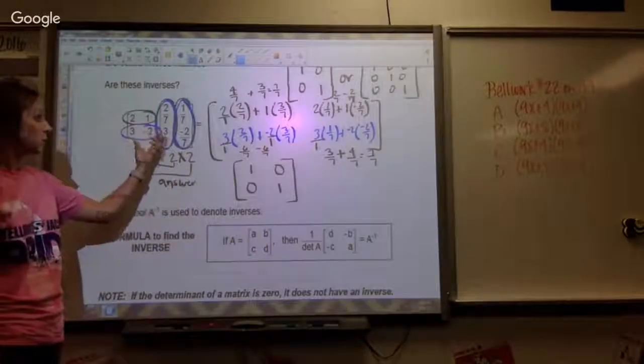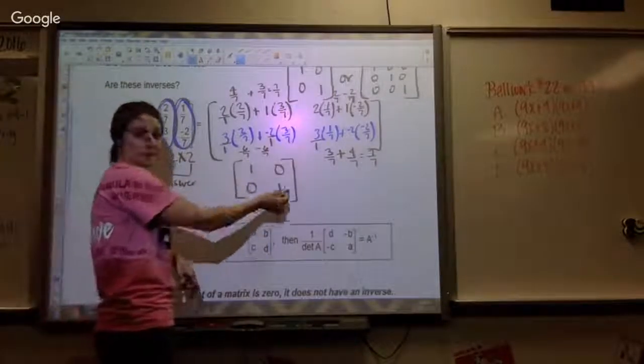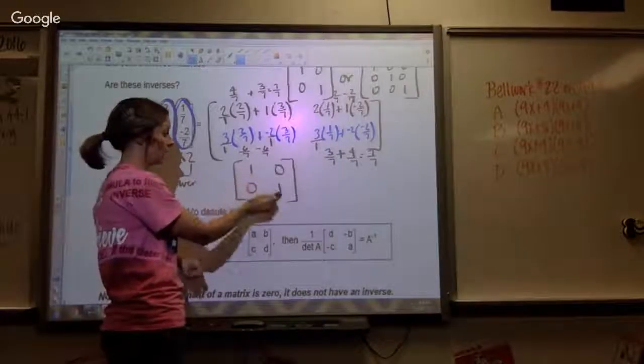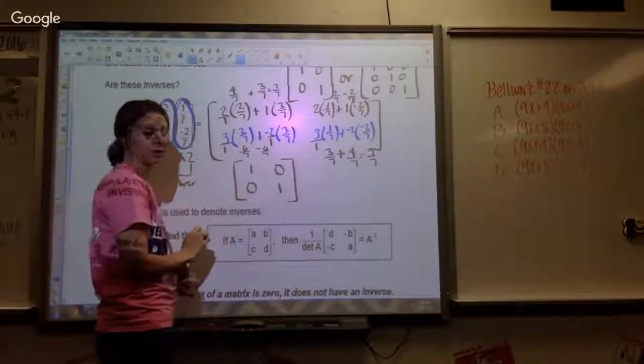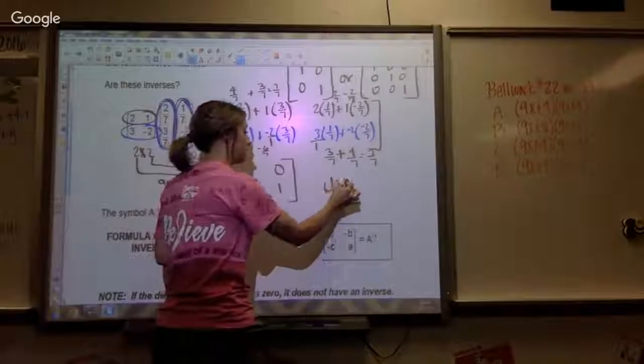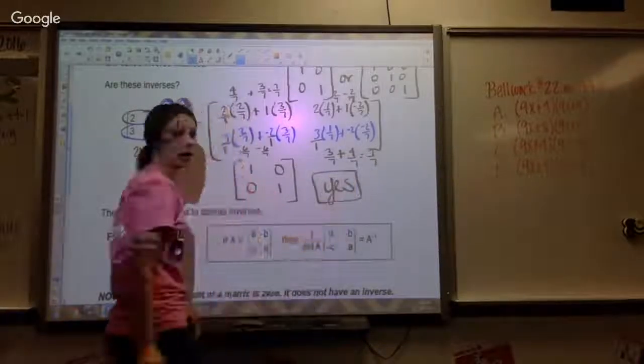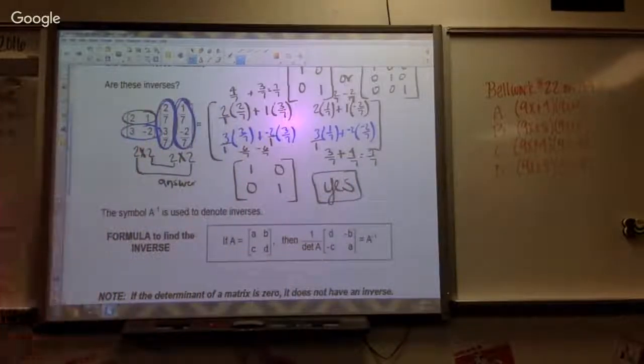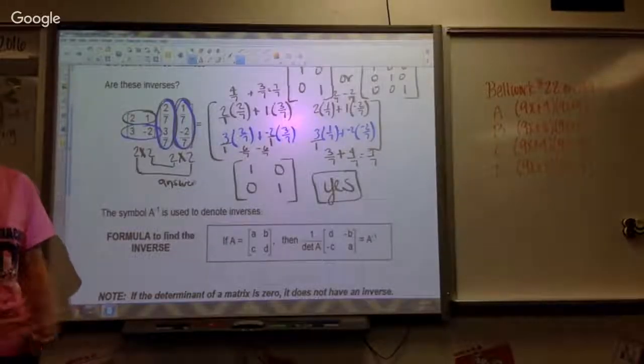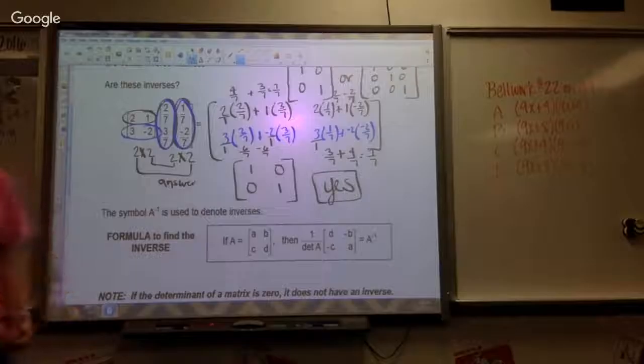So notice when we multiply these two together, we get the identity matrix, because the diagonal from left to right are ones, the other elements are zeros. So we would write yes, these are inverses of each other. Okay, so if it asks if two matrices are inverses, multiply them. If you get the identity matrix, you know they're inverses.